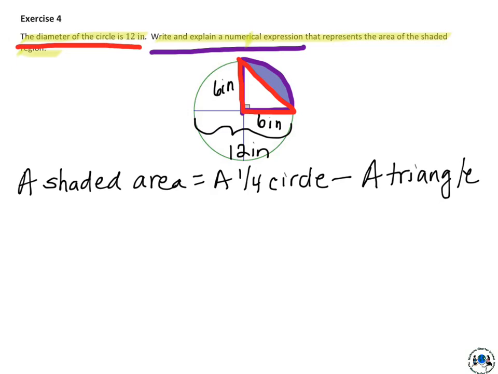Okay, so we know both the base and the height of that triangle. So we have the base and the height of the triangle. We have the radius of the quarter circle, and we are set.